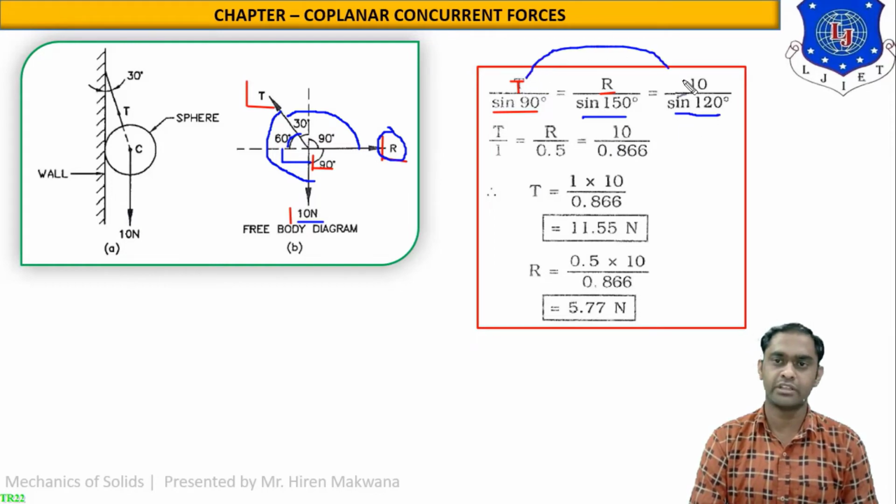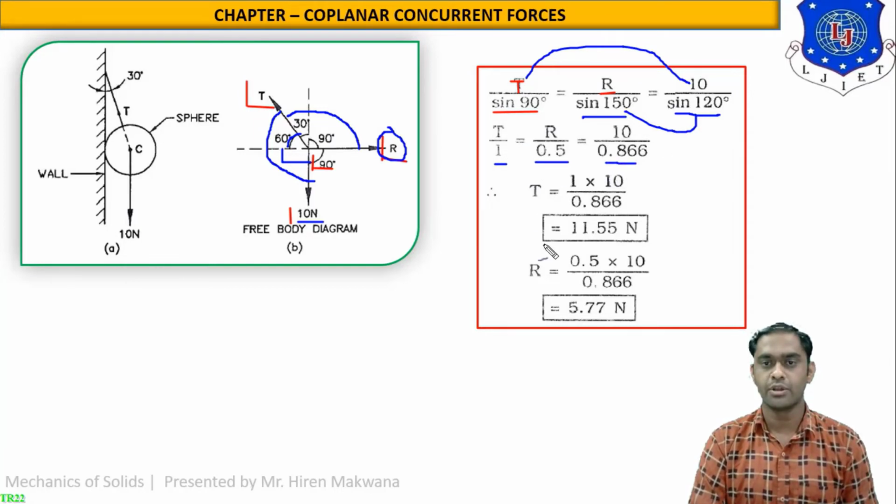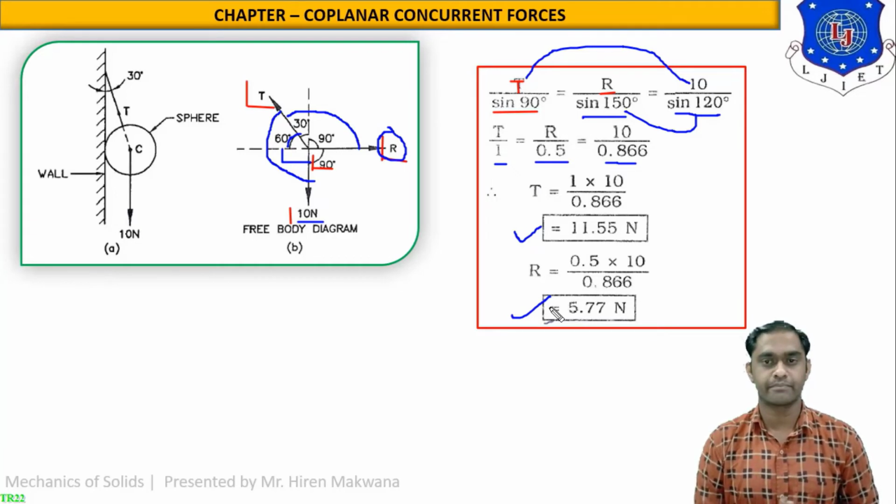Now you compare first with third, and then after that compare second with third. You will get sine 90 equal to 1, sine 150 equal to 0.5 and sine 120 equal to 0.866 from your calculator. Comparing one by one, you will get the answer of T equal to 11.55 Newton, meaning tension in the rope, and the reaction of the wall will be 5.77 Newton. So this is a basic numerical for Lami's theorem.